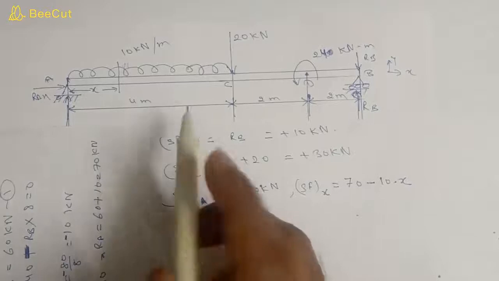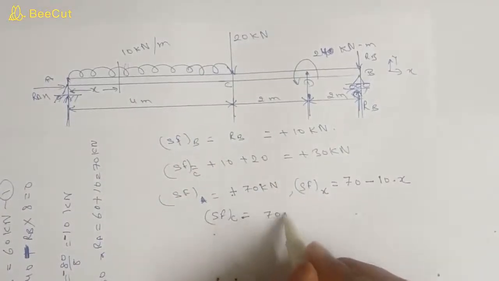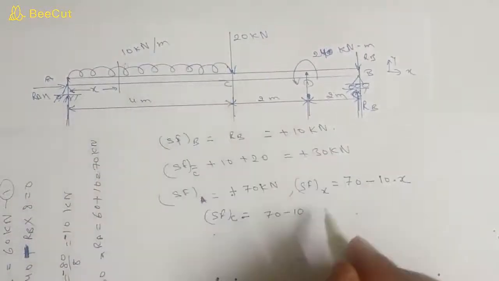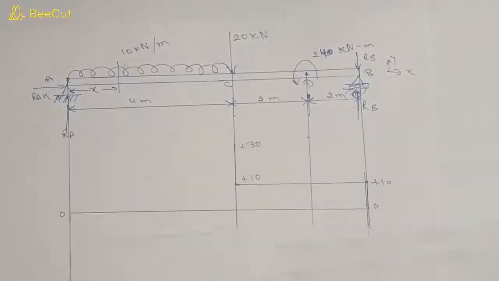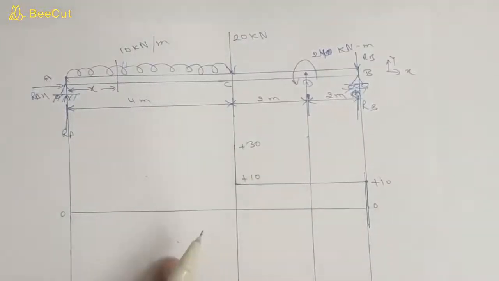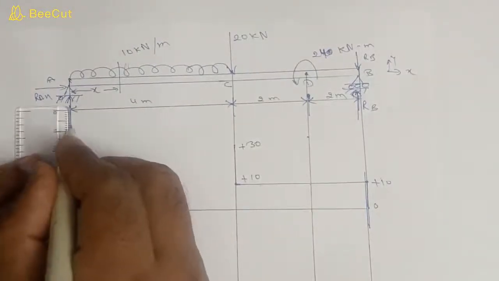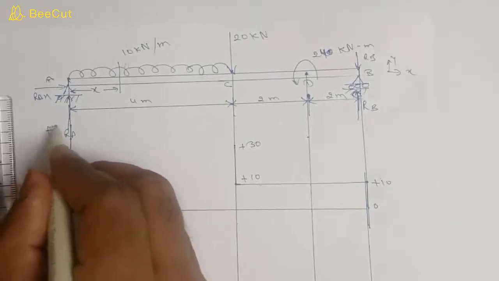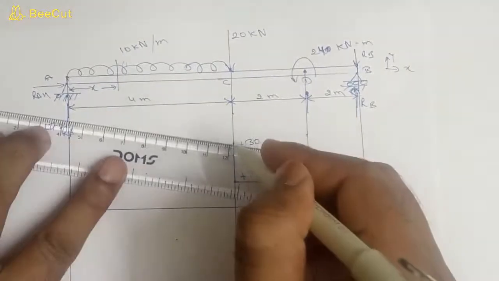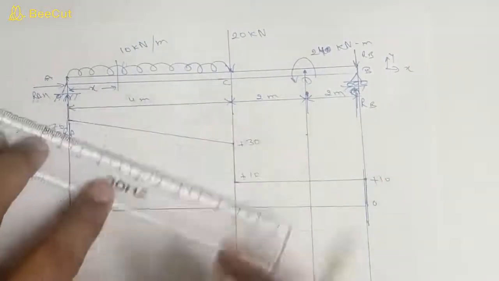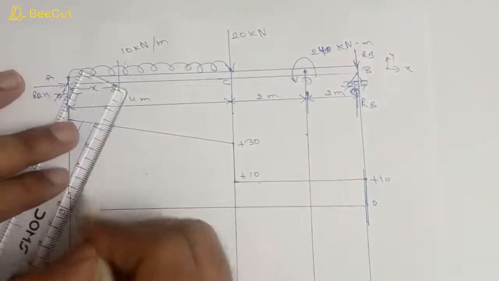So shear force at point C will be 70 minus 10 into x, where x is 4. So it will become 30 kilonewton. So we have got 30 kilonewton from right side also. So we will draw the shear force diagram. So this is 70, and it will be an inclined line from here to here. So this is the shear force diagram for this type of loading and beam.